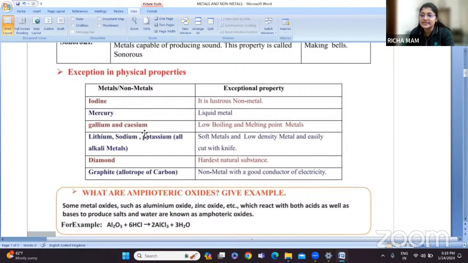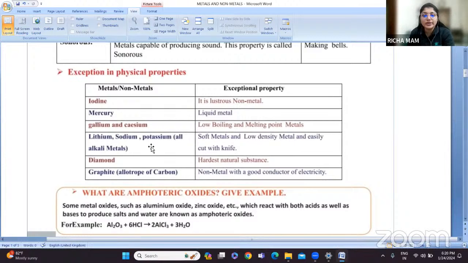Then gallium and cesium. These are metals which have low boiling and melting points. Most of the metals have high boiling and melting points, but gallium and cesium have low boiling and melting points.